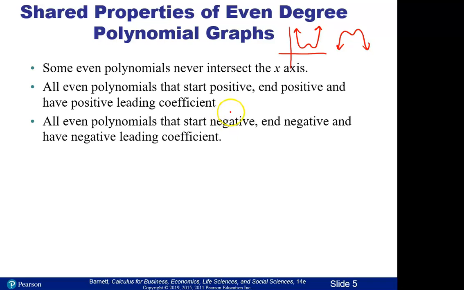So all even polynomials that start positive end positive, and those are the ones that have a positive leading coefficient. So like this one is starting at positive infinity and ending back up at positive infinity. So in other words, even degree polynomials come and go from the same direction. So this would be a positive leading coefficient. This would be when they have a negative leading coefficient. It's coming and going from negative infinity. Okay.